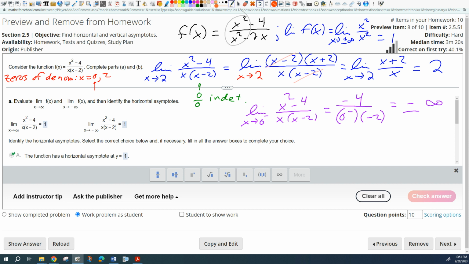Okay, what if we took the limit of x squared minus 4 over x times x minus 2 as x approaches 0 from the right? What am I going to get? Everything's going to be the same except that term's going to change, right? I'm still going to get -4 on the top, but this is going to become a 0 plus. 0 minus 2 is still a -2, so now I get a positive infinity. Make sense?